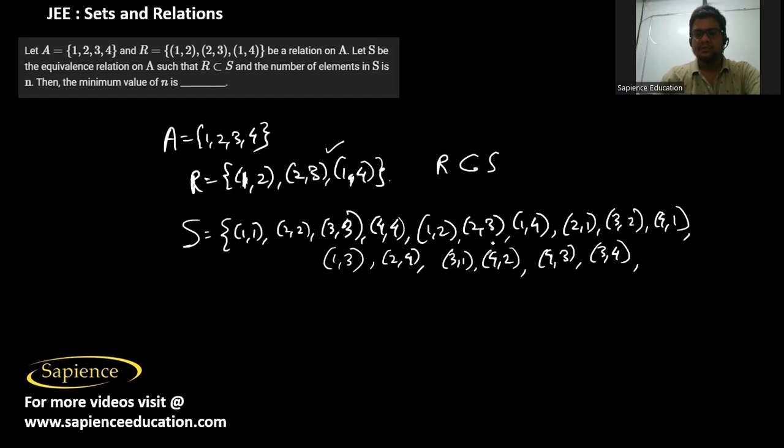Now (1,2) is there, (2,3) is there, so (1,3) is there. (2,3) is there, and (3,1) is there, so (2,1) is also there. (1,4) is there, (4,3) is there, so (1,3) is also there. (3,1) is there, (1,2) is there, so (3,2) is also there. Now (4,1) and (1,3) is there, so (4,3) is also there.